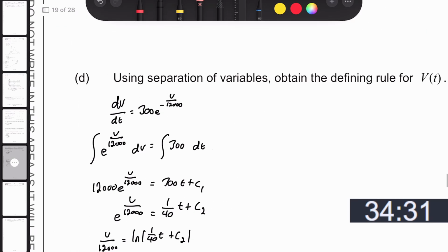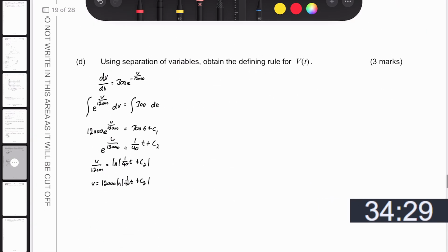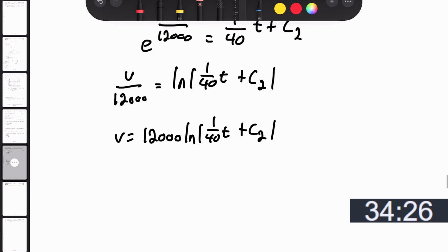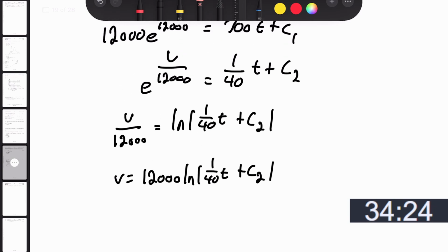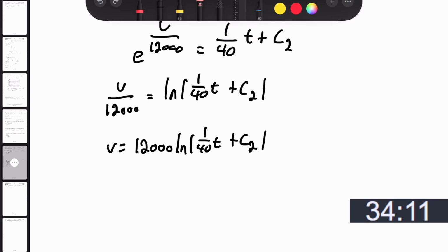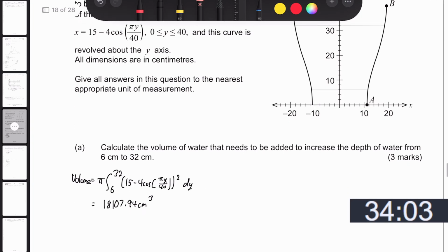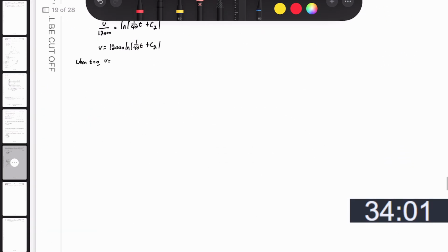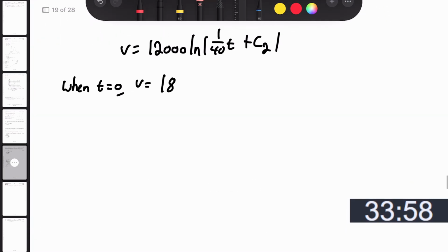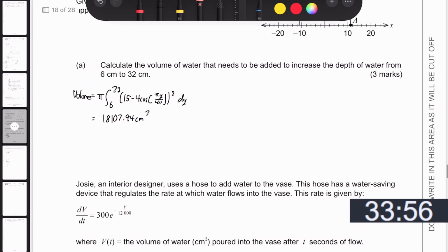Am I doing this right? And I ln this, there's ln the full thing, right? Yes, okay, so then we'll say when t equals 0, volume is equal to 18,107.94.